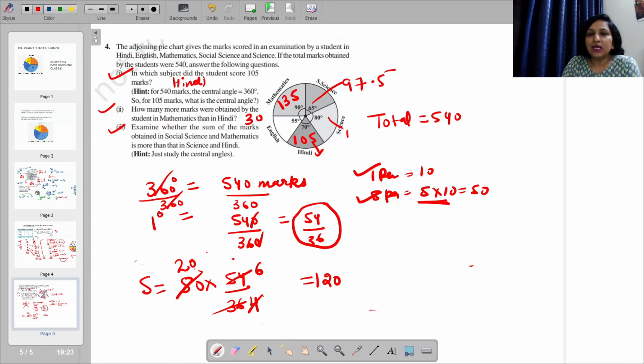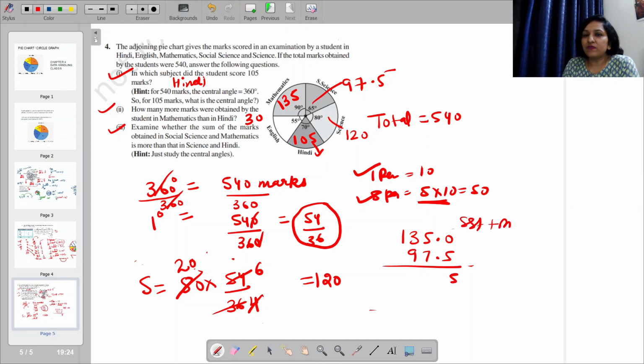How much did science score? 120. The question is asking you to check the sum of the marks obtained in social studies and math. So first take social science and math. 135.0 and 97.5. This is social studies and math. 0 plus 5 is 5. 7 plus 5 is 12. 9 plus 1, 10, and 3, 13. 1 and 1 is 2. So total of these two subjects is 232.5.